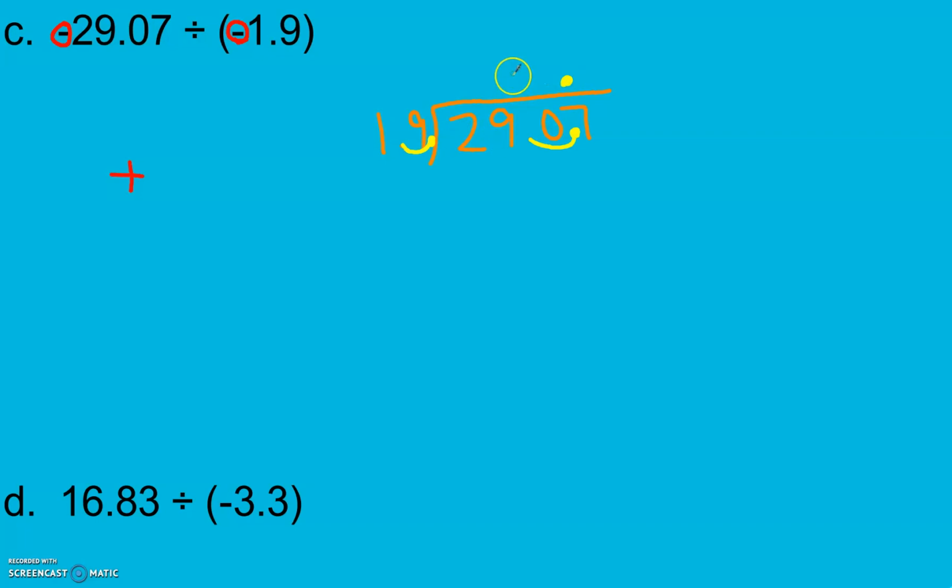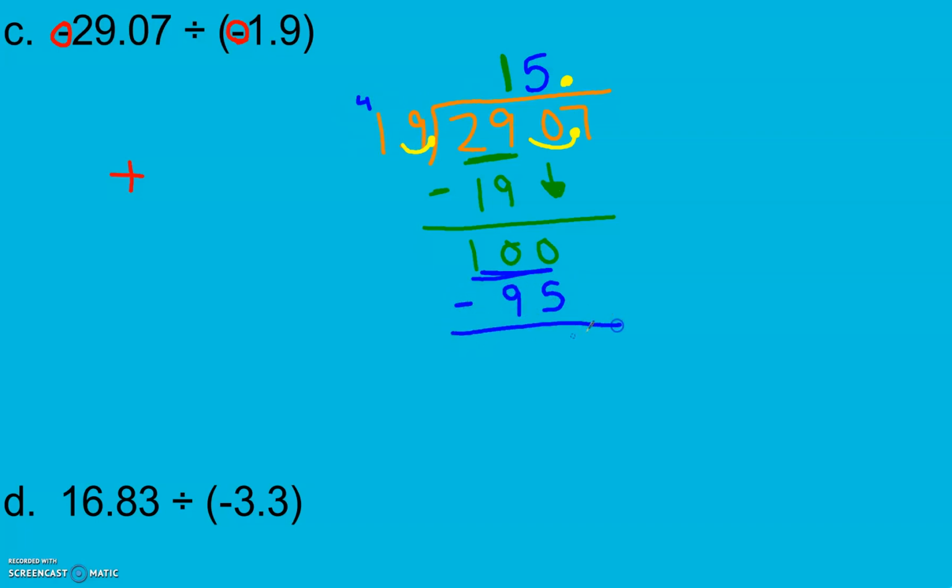Now, 19 goes into 29 one time, and since I only went into 29, I put it above my 9 there. Gives me a 19 when I multiply back, and now I subtract. And I drop down my 0. 19 goes into 100 5 times. When I multiply back, I take 5 times 9, which is 45. 5 times 1 is 5, plus 4 is 9, and then I subtract. And I drop down my 7.